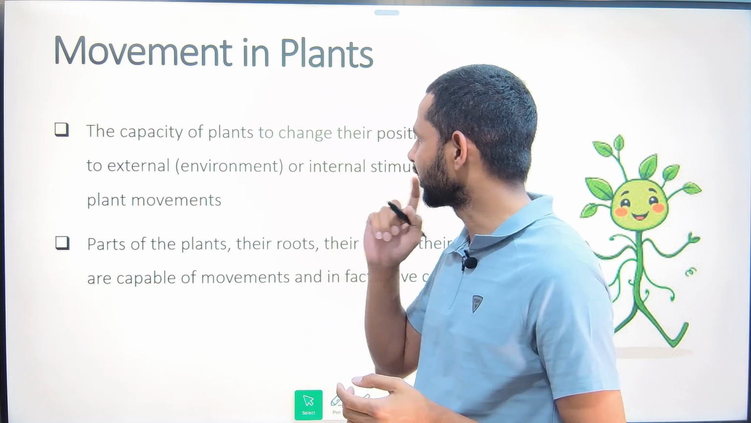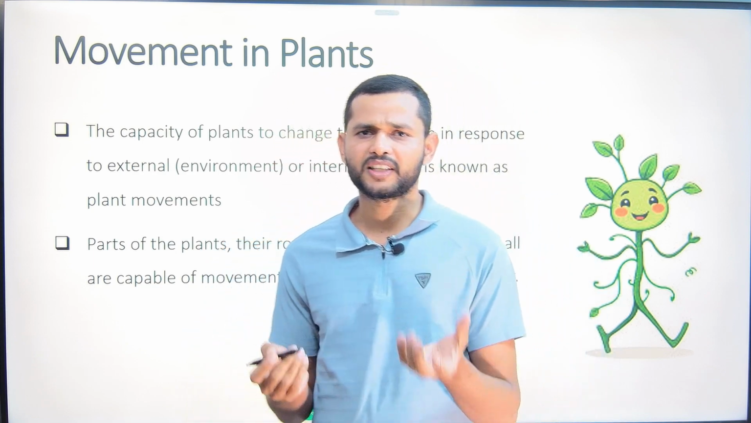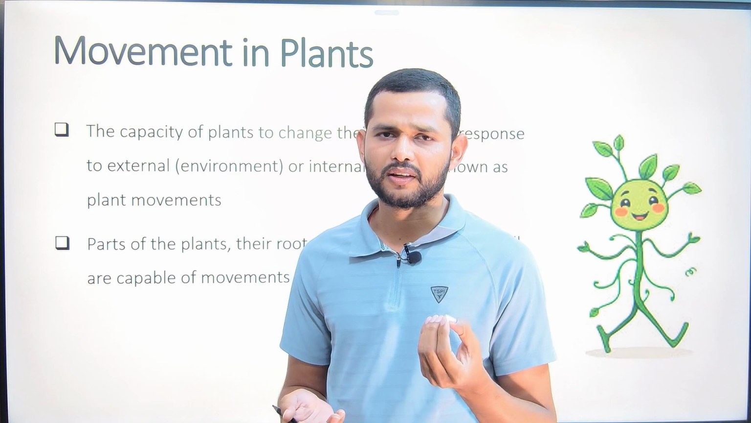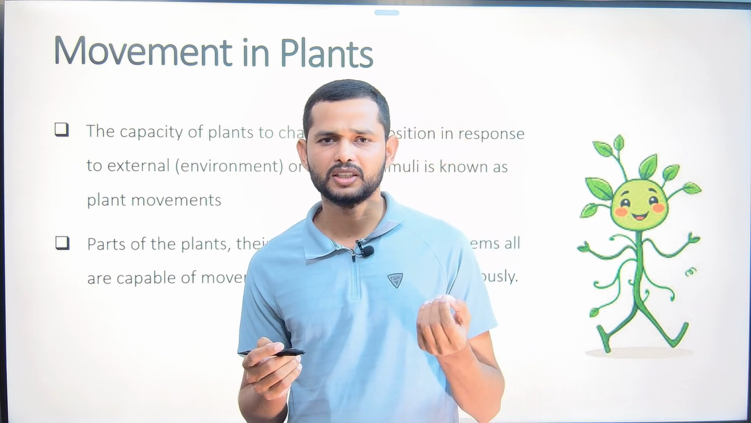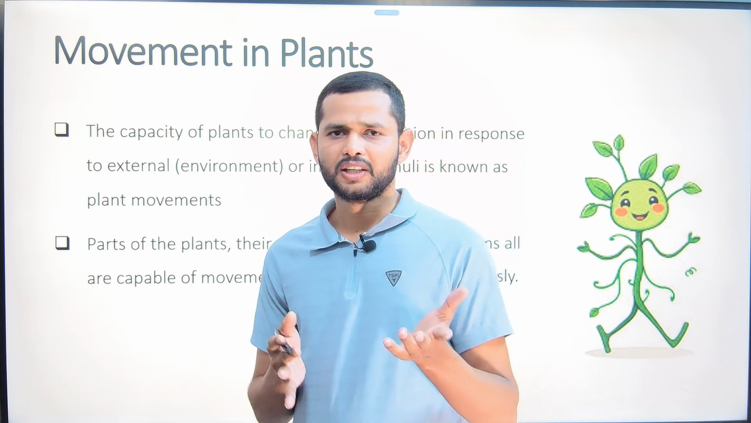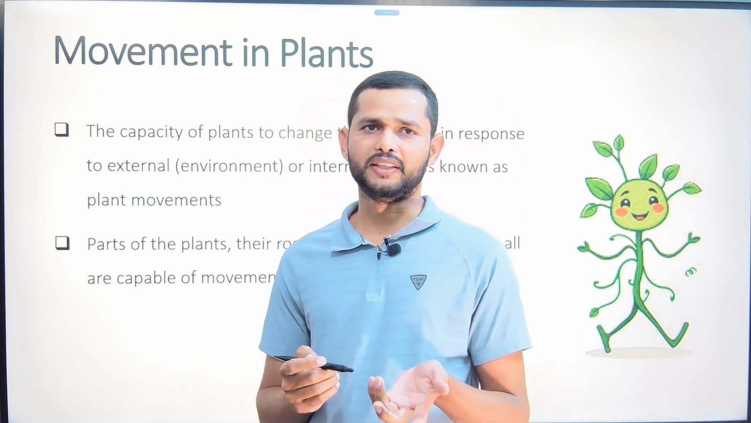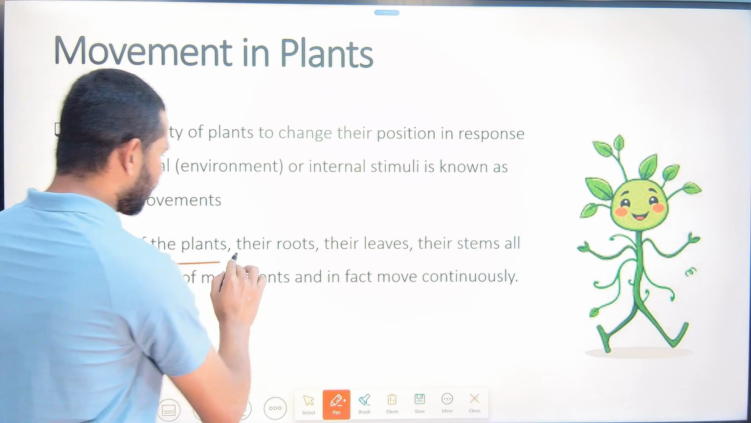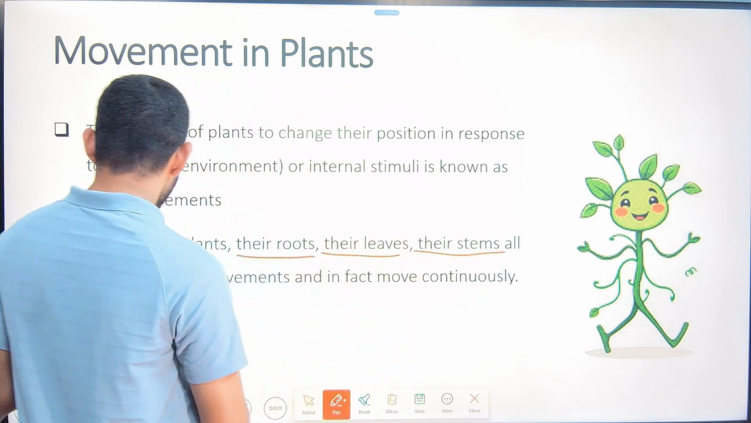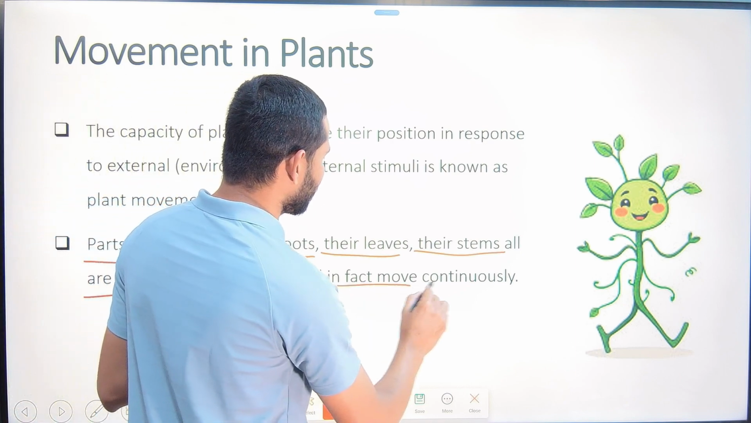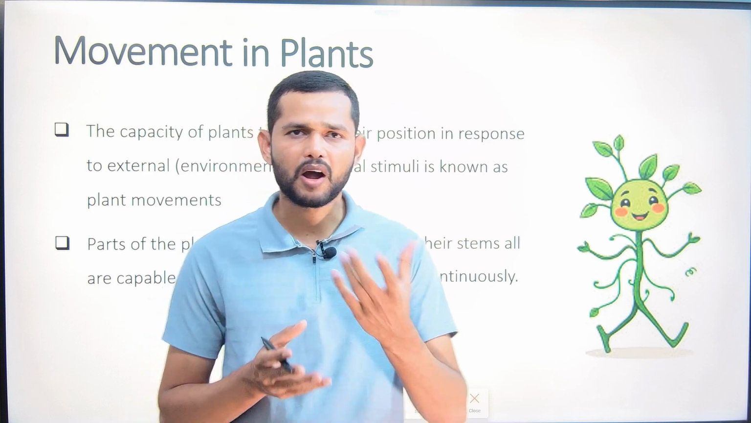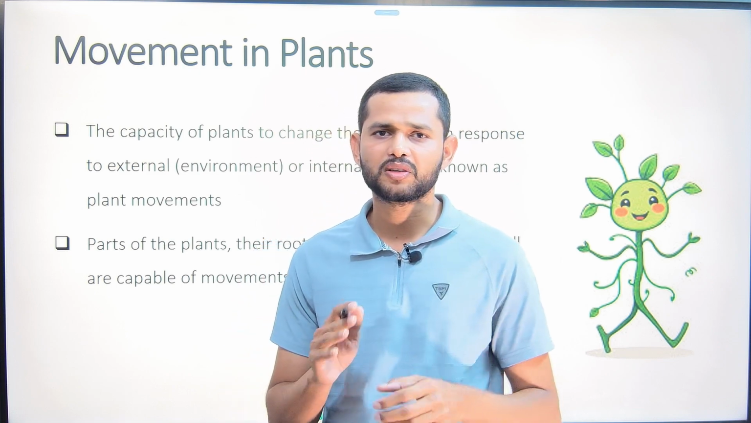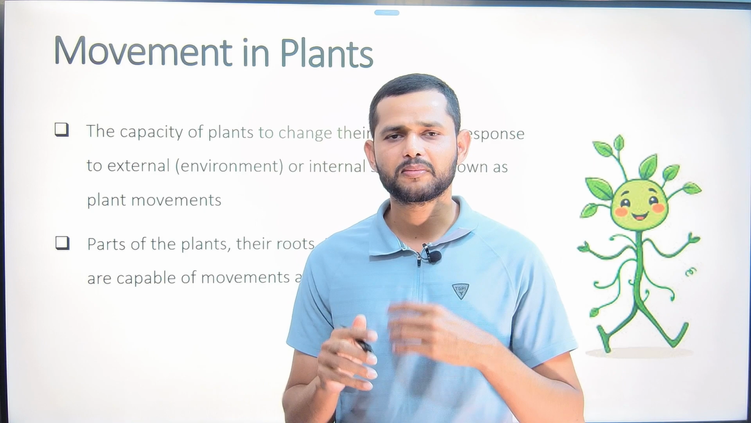So what are external or internal stimuli? A stimulus is a factor which triggers the movement of plants. It can be water, gravity, a chemical, or something else that can affect the growth of plants. The parts of plants, their roots, leaves, and stems, are all capable of movement and move continuously, but we are not able to see it. If we fix a camera, then we are able to see it.